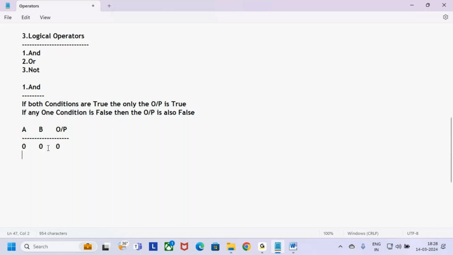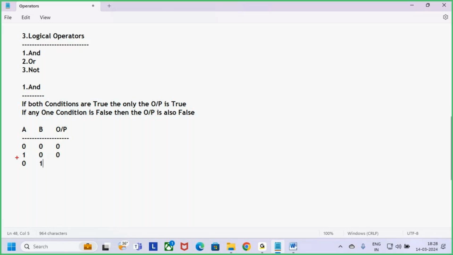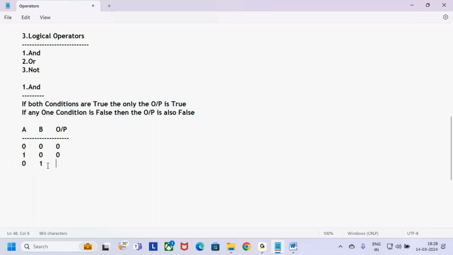And the next probability, first condition is true, but the second condition is false. One condition is true, one condition is false. I said that if any one condition is false, then the output is also false. Next one is first condition is false, but the second condition is true. Here also one condition is true, one condition is false. If any one of the conditions is false, then the output is also false.